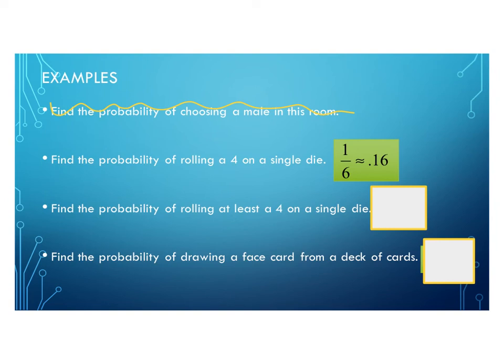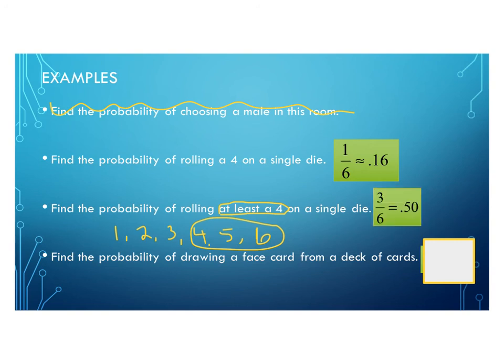To find the probability of rolling at least a 4 on a single die, sometimes it helps if you write out the sample space because it gives you a visual. If I know the outcomes on a face of a die are 1 through 6, and I see the words at least 4, what does that mean? At least 4 means 4 or higher. So how many numbers are 4 or higher? 3. How many total outcomes? 6. So 1/2.